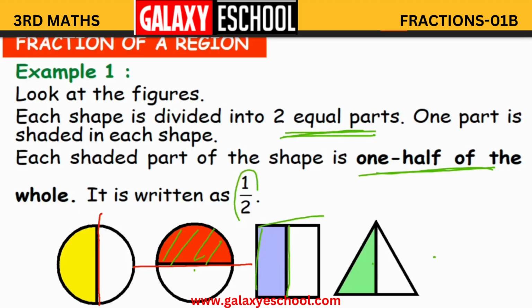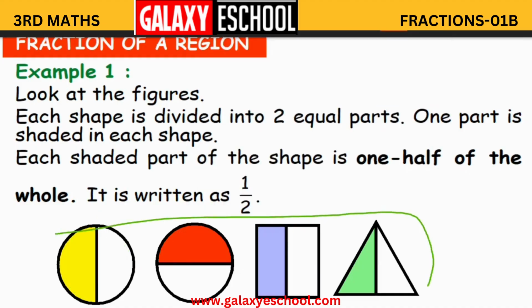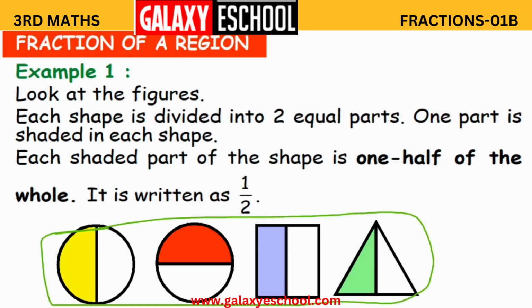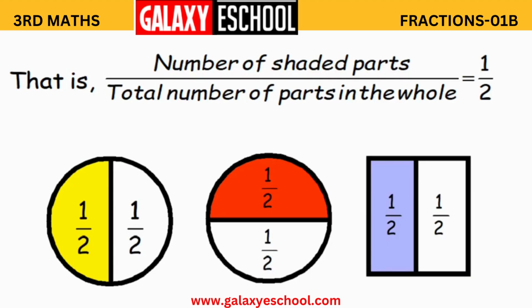And how will we write it? Yes, 1 by 2. 1 is this part and 2 is the total number of parts in the object. So 1 divided by 2 will be the fraction to represent all these diagrams here. To represent what? The shaded part of the diagrams. That is the number of shaded parts divided by the total number of parts in the whole. I explained to you, right children? How will we write the fraction of the shaded part?